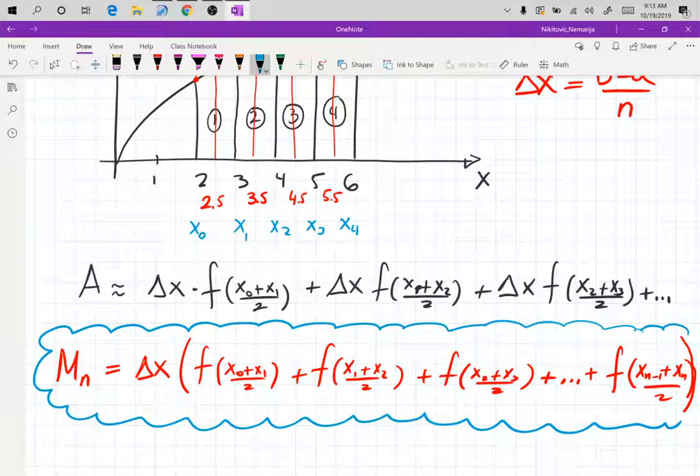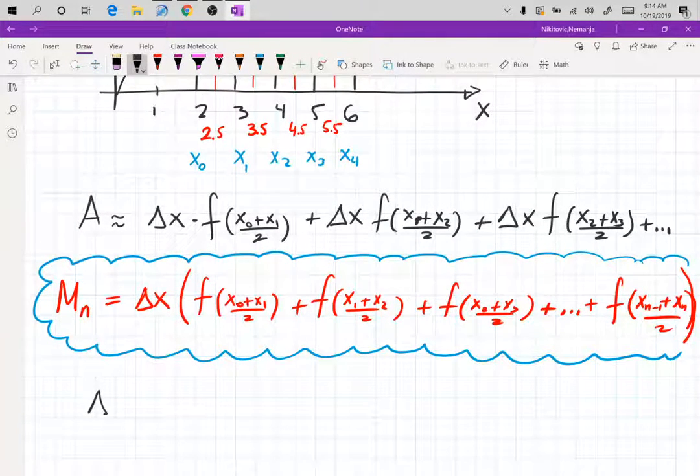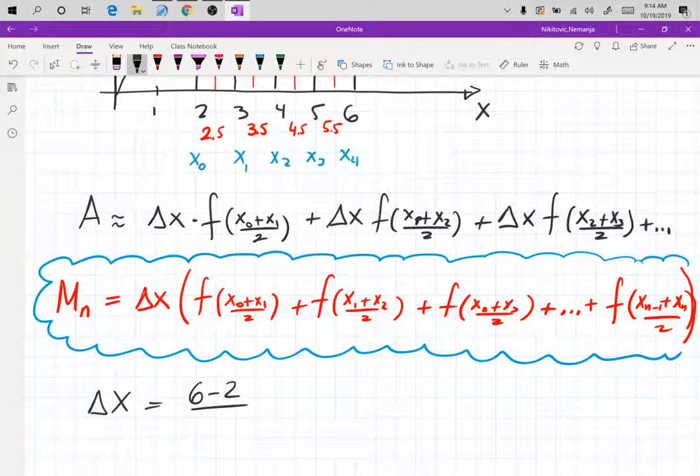And the way it goes is you calculate the midpoints, and then you calculate the function at those midpoints times delta x and so on. So if we are to do the problem above, we start by calculating delta x. Delta x is going to be 6 minus 2 divided by 4 because I have 4 rectangles. That's 4 over 4, which gives me 1.